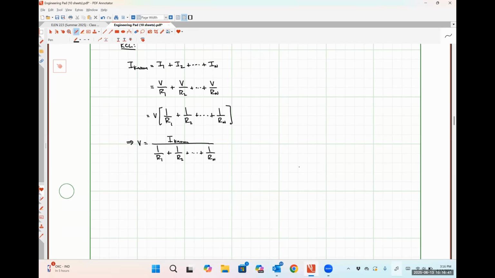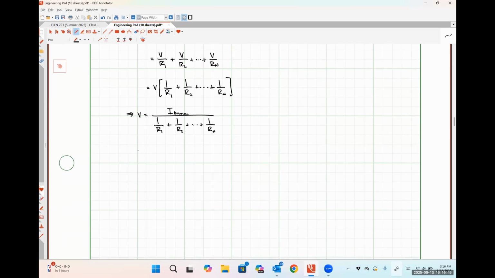Since I now know what my common voltage is, I can in turn determine any one of those individual resistor currents, okay? So I1 is just going to be V divided by R1, but I'm going to choose to express this slightly differently. I'm going to call this V multiplied by a factor of 1 over R1, so that when I substitute in my relationship for V, it comes out in a form more similar to what we saw for voltage division. So this is going to look like I known multiplied by 1 over R1 divided by 1 over R1 plus 1 over R2 all the way out to 1 over R sub n.